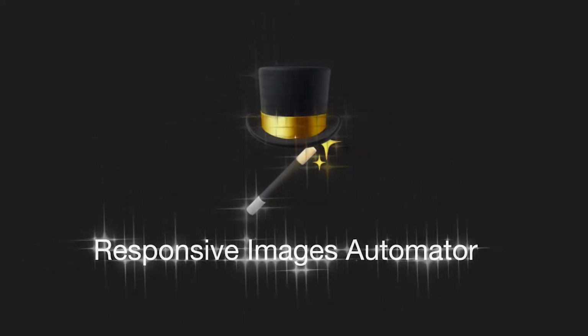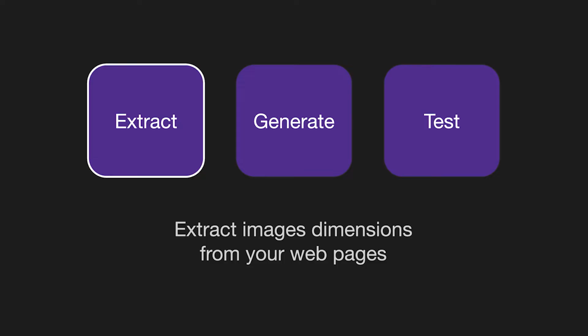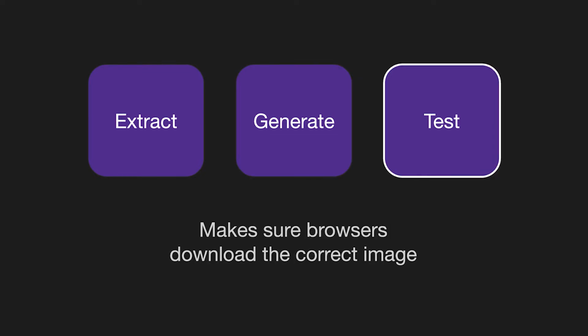Ladies and gentlemen, meet the responsive images automator. The automator does 3 things. It extracts the dimension of the images from your web pages, it generates the HTML code for your responsive images, and it tests to make sure that the browser will download the correct image at every resolution.